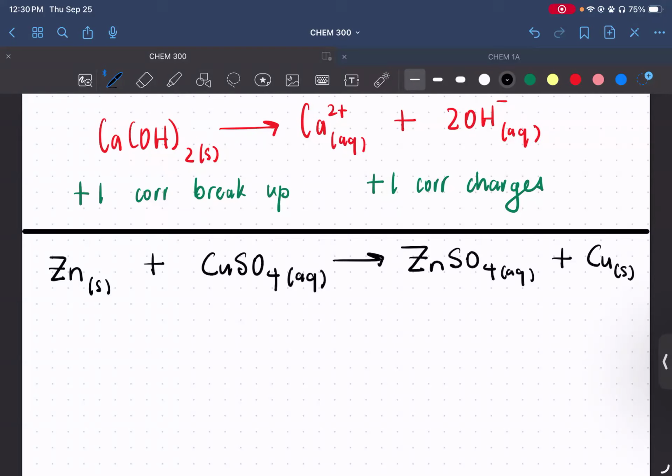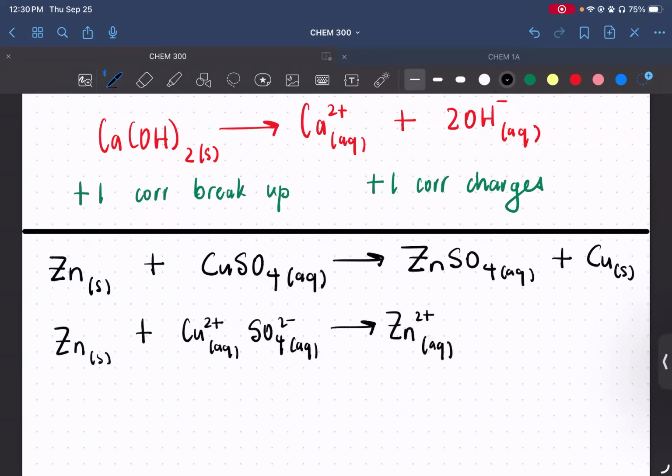Now we're going to break up aqueous species to get the complete ionic from left to right. Zinc is left alone because it's a solid. Copper sulfate breaks up into Cu2+ and SO4 2-. On the product side, the zinc sulfate is now aqueous, so we have zinc 2+. Hey, how did we know it was 2+? It took the place of copper, and we know that copper is 2+. Good job. Zinc is aqueous. Sulfate is 2- aqueous. And then copper is left alone.